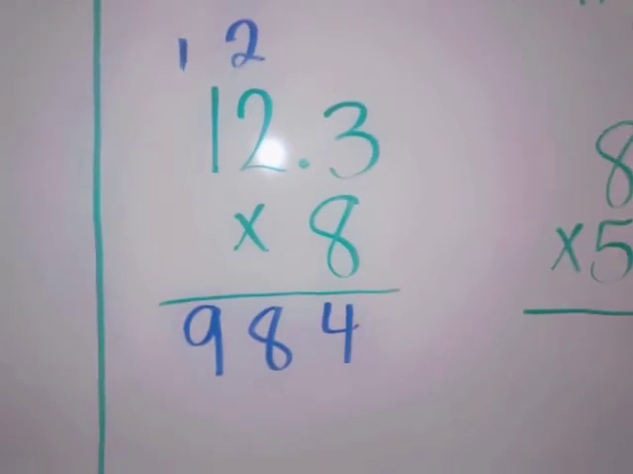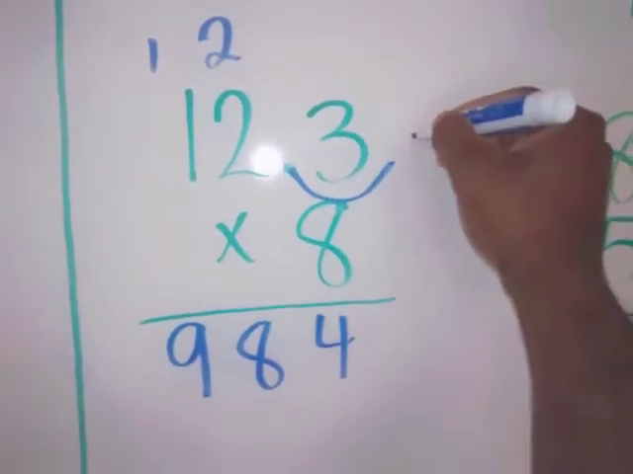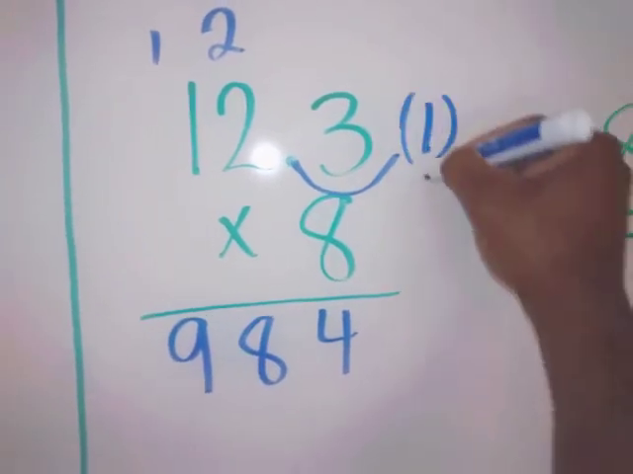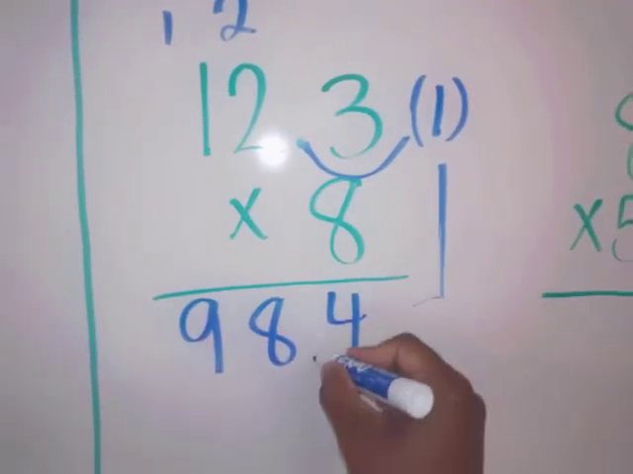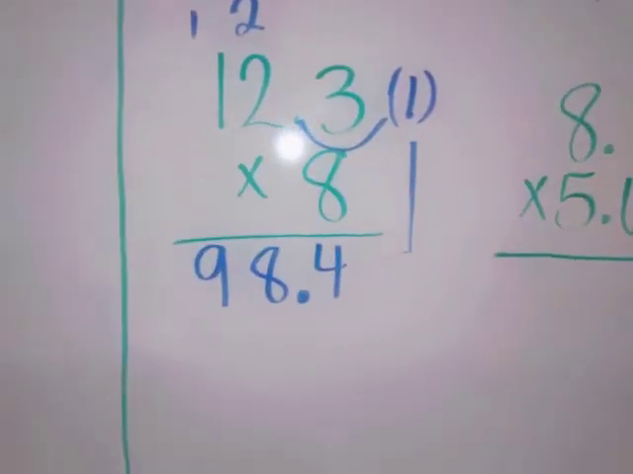Now we have to account for our decimal. There is one decimal within our factor pair here that we're multiplying. So I'm going to put a 1 here. It's just going to tell me I need to move my decimal place one place over here. Our final outcome should be 98 and 4/10.